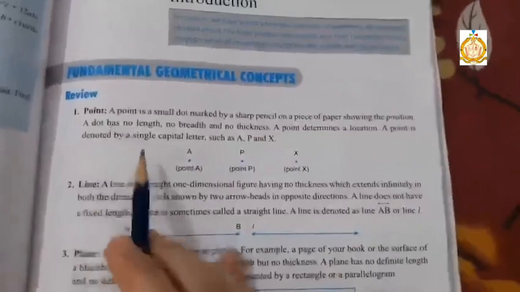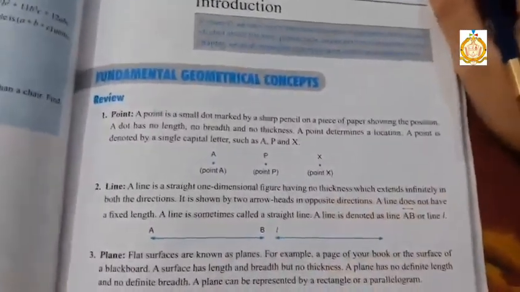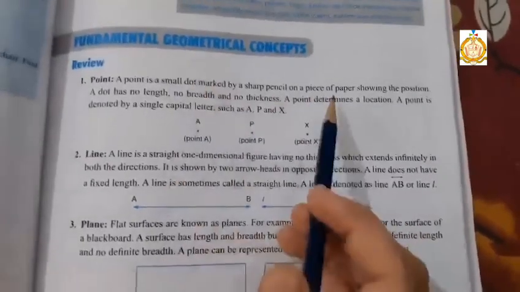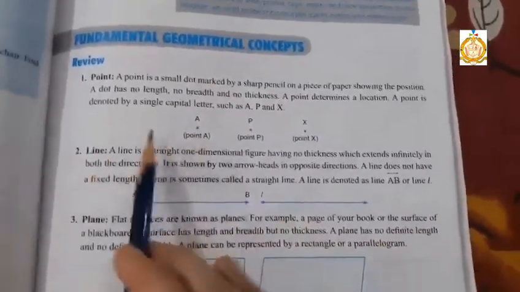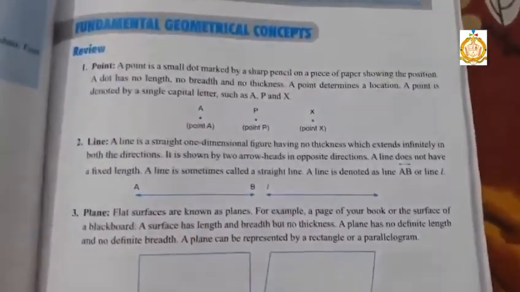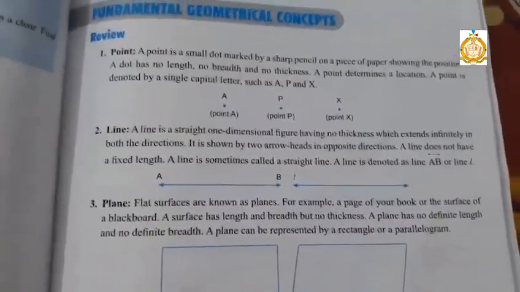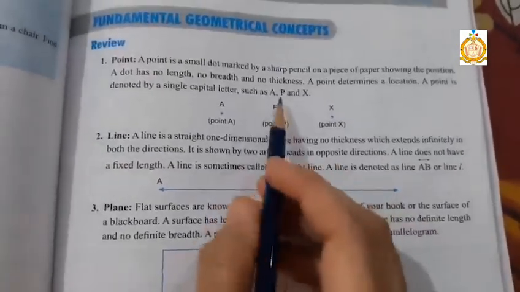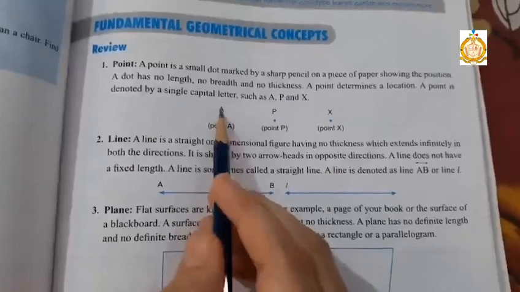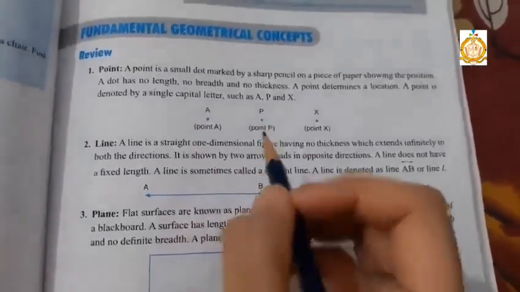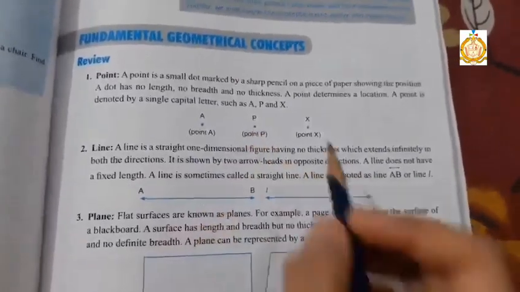First is point. A point is just a small dot. It is used to determine a location and it is dimensionless. It does not have any length, breadth and thickness. A point is denoted by a single capital letter. For example, A. Here A represents the dot or point. Here P is representing the point and capital X is representing the point.